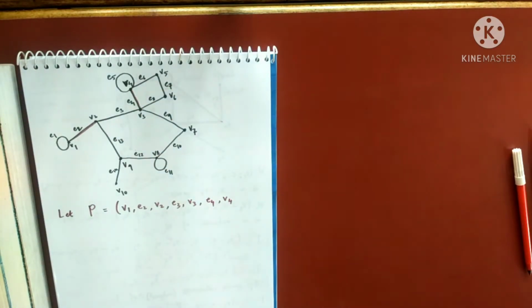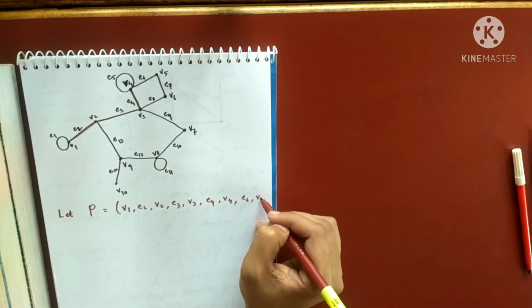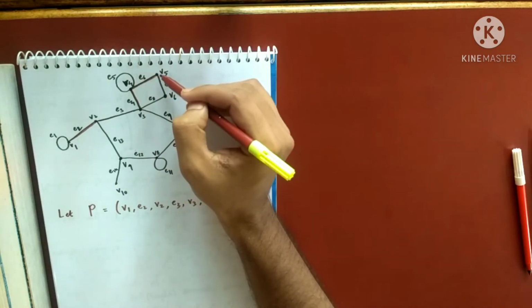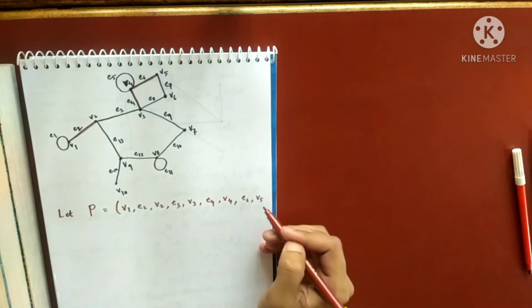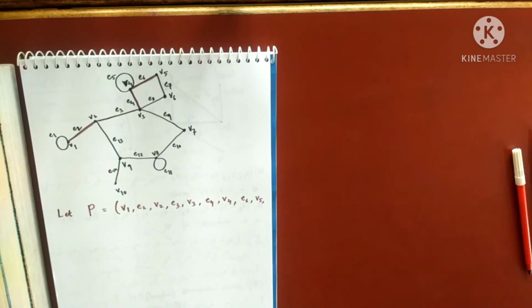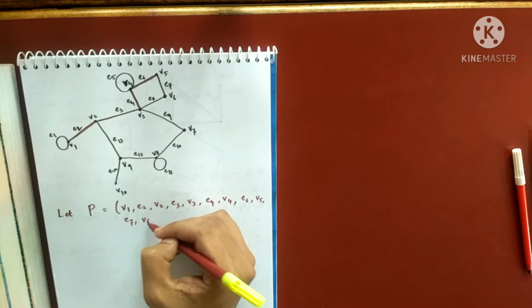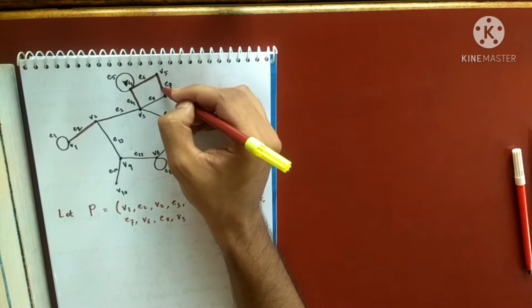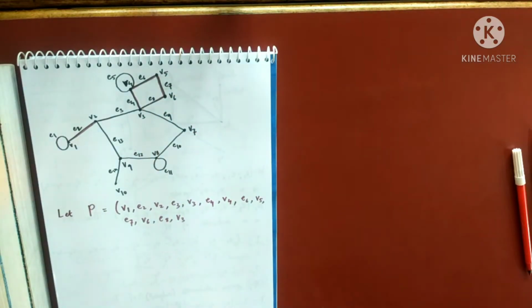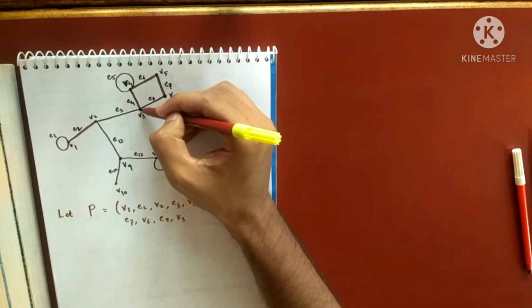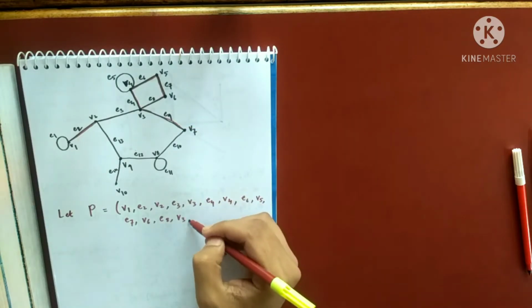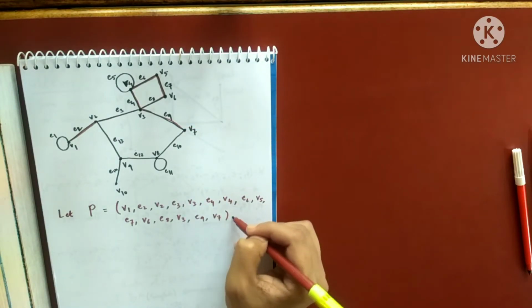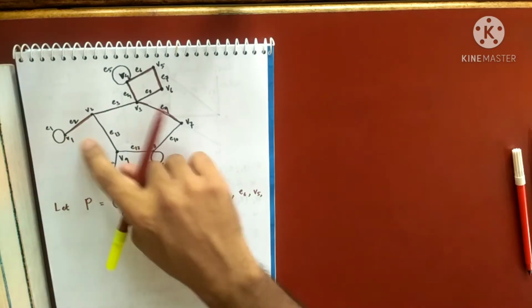I reach V4, then E6, V5. That means I go here, I reach here, then E7, V6, E8, V3, so like this, okay, then E9, V7. Consider this walk from V1 to V7.